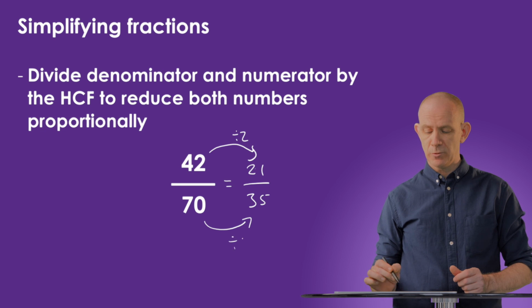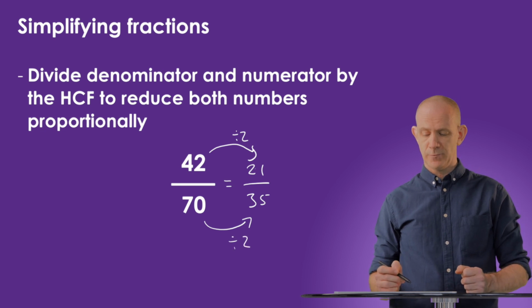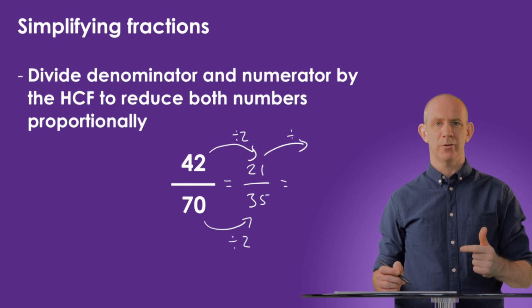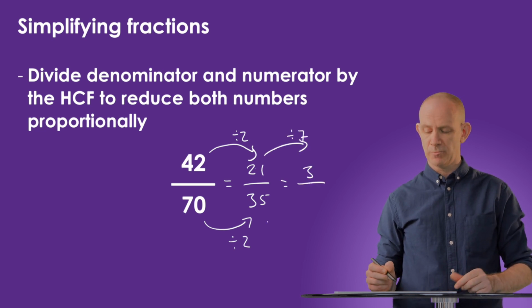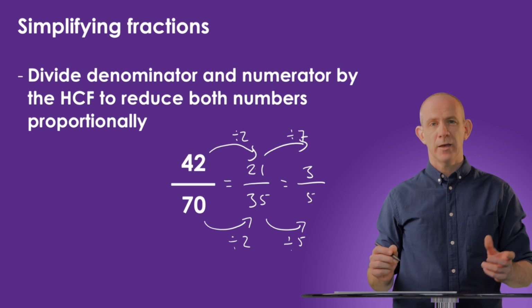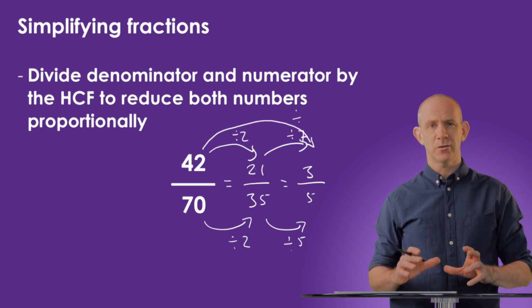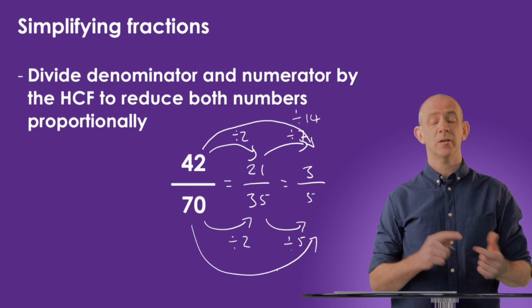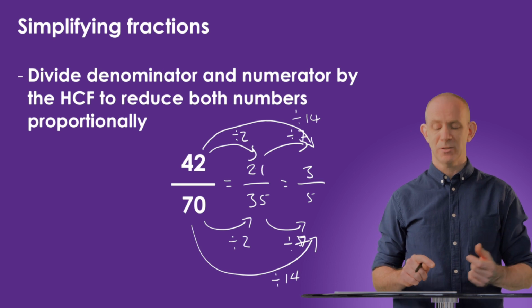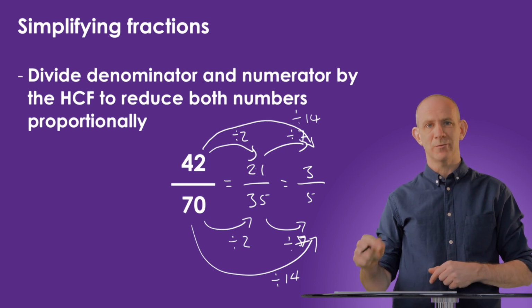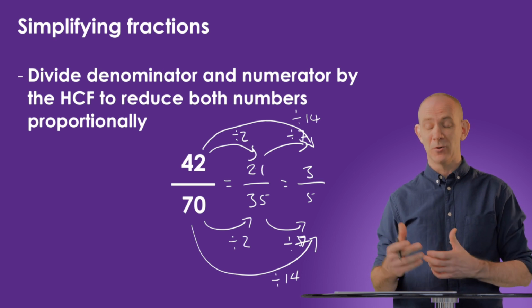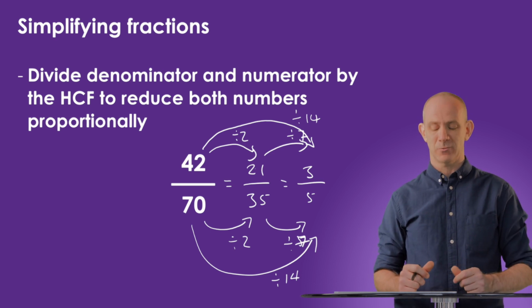So divide them both by 2, you get 21/35. We then also can see that 7 goes into both 21 and 35, so we can divide top and bottom by 7 and get 3/5. If we did know what the highest common factor is, which is 14, we could divide them both by 14 and get 3/5 straight away. One of the things you'll notice is that you divide it by 2 and then divide it by 7, and 2 times 7 will give you 14 as well. So it's a way of learning how to find highest common factors as well.